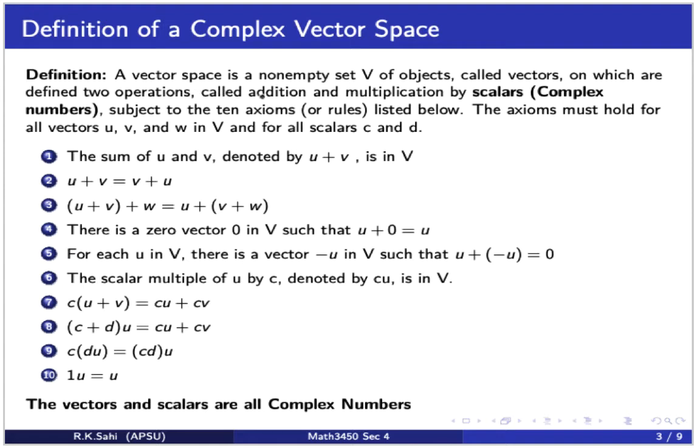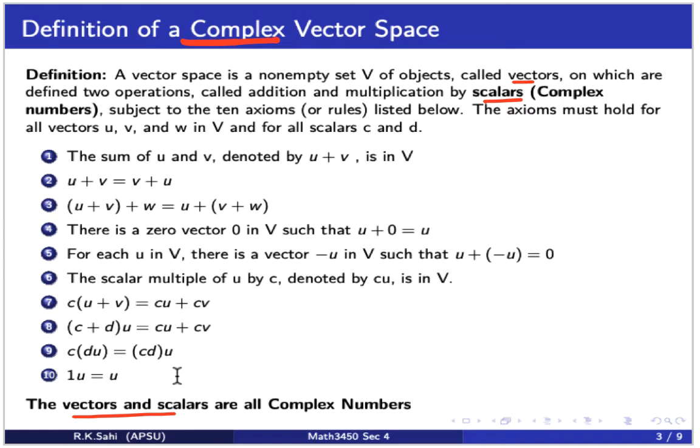A vector space is a non-empty set V of objects called vectors, on which are defined two operations called addition and multiplication by scalars. Now, as we are in the complex vector space, the vectors as well as the scalars are going to be complex numbers. All these vectors in the non-empty set V are subject to the 10 axioms or rules, and these 10 axioms, we have seen them many times before. The main important part is that for a complex vector space, the vectors and the scalars are all complex numbers.